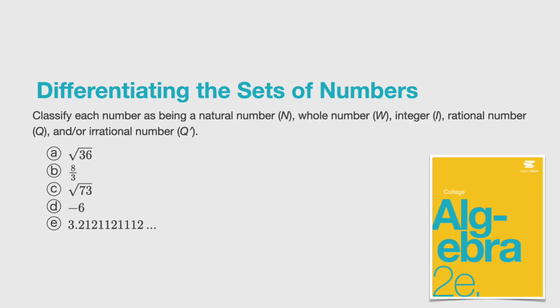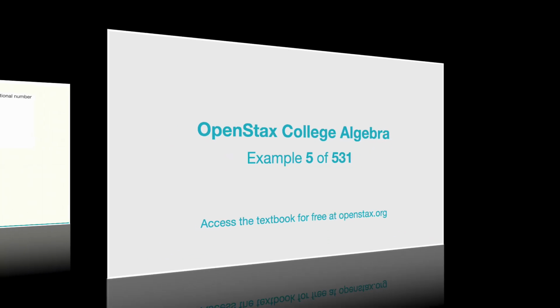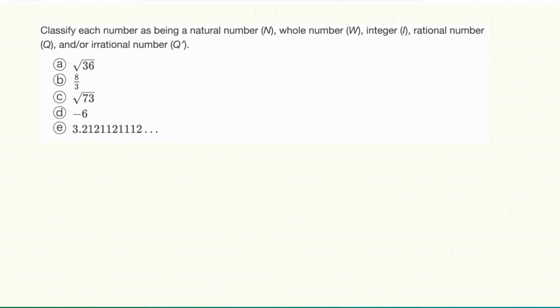Differentiating the sets of numbers. This example comes from the OpenStax College Algebra textbook. The instructions here are to classify each number as being a natural number, N, a whole number, W, an integer, I, a rational number, Q, or an irrational number, Q prime.